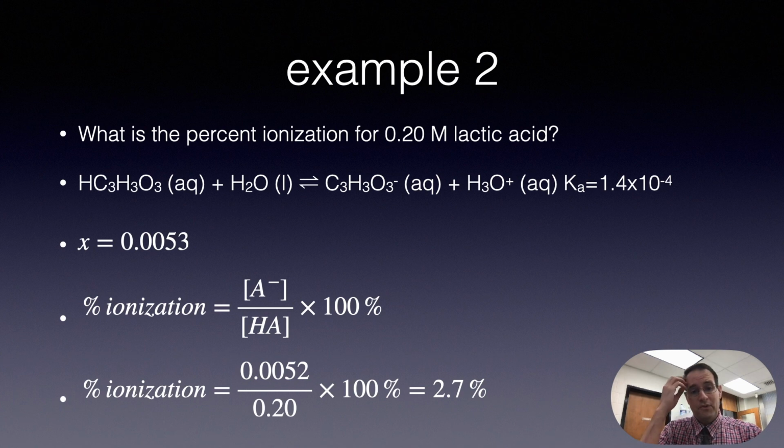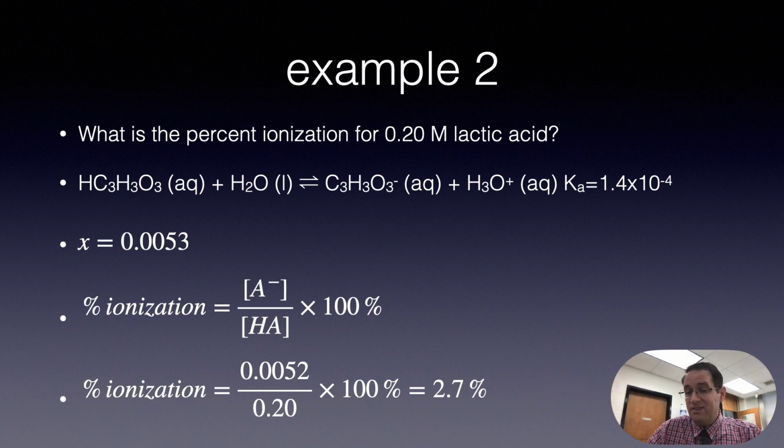And what does x represent? X represents the amount of A minus in the ICE table. You might have to go back to the ICE table and look at that. But the percent ionization formula from the OpenStax textbook is A minus divided by HA times 100%. So we have 0.0053 divided by 0.20. That's the starting quantity, still here on this slide in the word problem. And you multiply by 100%. Sorry about that typo there. Just move the decimal over 2 spots to give you 2.7% ionization.